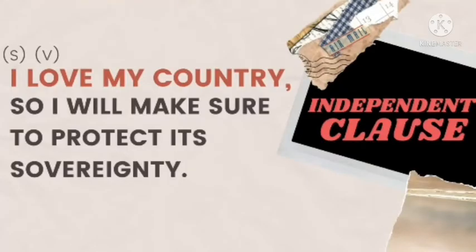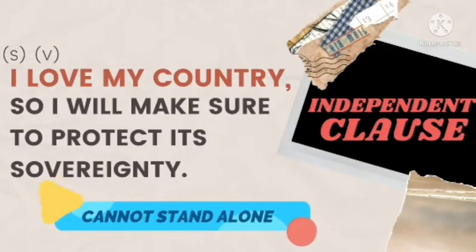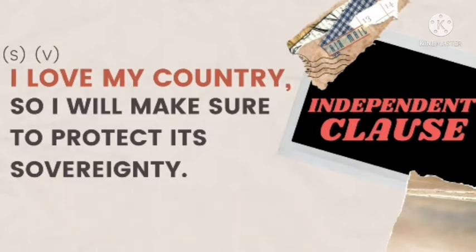The second part of the sentence is, so I will make sure to protect its sovereignty. This also has a subject and a verb. However, this begins with a conjunction, so. Therefore, this clause cannot stand alone. This now is an example of another type of clause, which is the dependent clause.